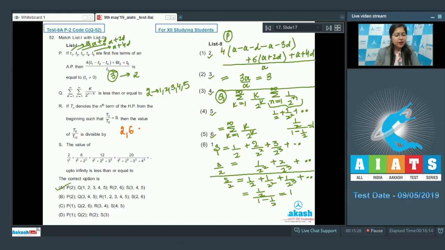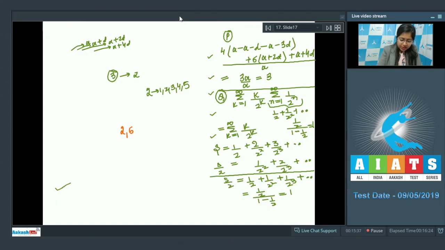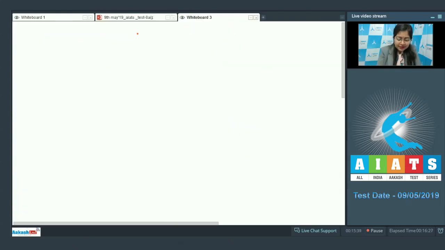Next we have option number S, which says that we have to find the value of 2 upon 1 cube plus 6 upon 1 cube plus 2 cube and so on, up to infinity. So this question can be solved directly by writing the nth term. Its nth term will be equal to n multiplied with n plus 1, divided by the sum up till nth term, that is (n into n plus 1 by 2) whole square.